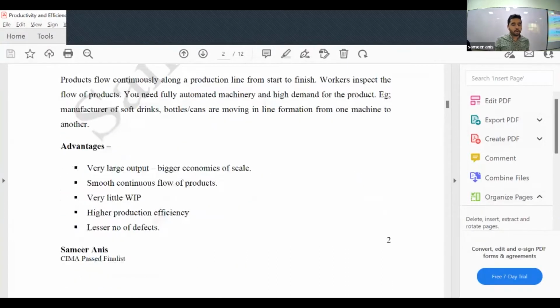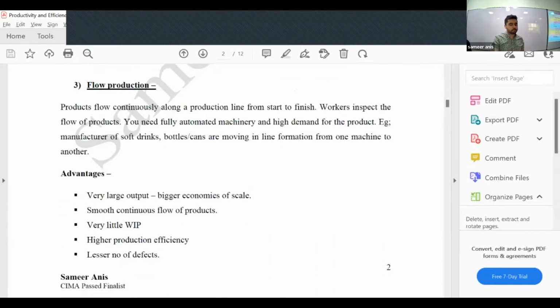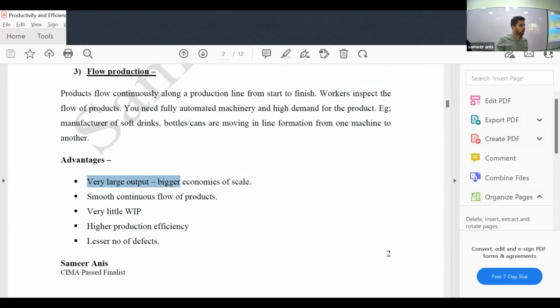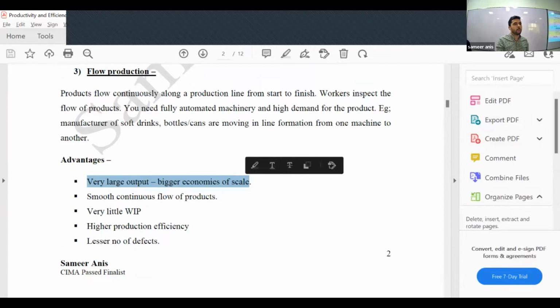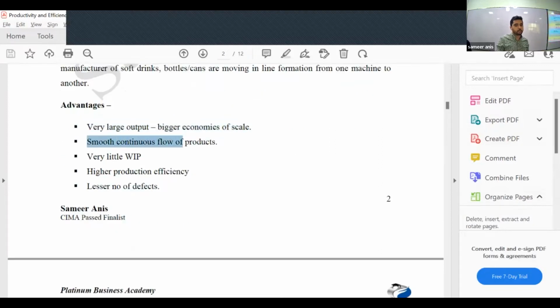Flow production, what are the advantages? Very large output, no doubt about it. Coca-Cola produces 1,200 bottles every minute from one factory. You can't produce output like that if you're using batch or job production. Also, a very smooth, continuous flow of products. Products will keep coming smoothly, 24/7.